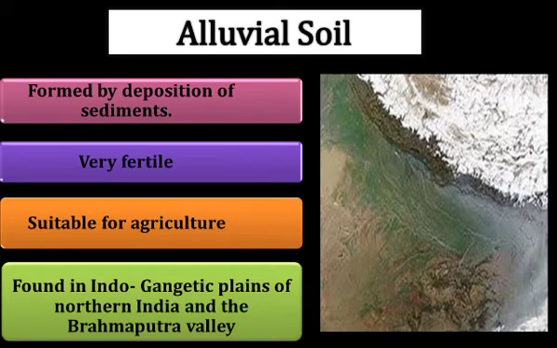First, alluvial soil. Alluvial soil is formed by the deposition of sediments brought down by rivers. It is very fertile and suitable for agriculture. It is found in the Indo-Gangetic plains of northern India and the Brahmaputra valley. All deltas of major rivers have alluvial soil. They are classified as old alluvial or Bangar and new alluvial or Khadar.